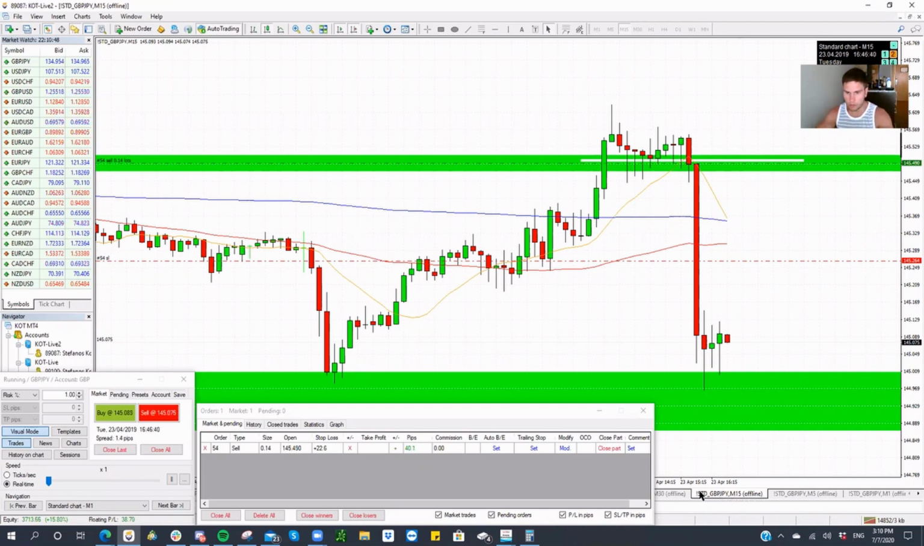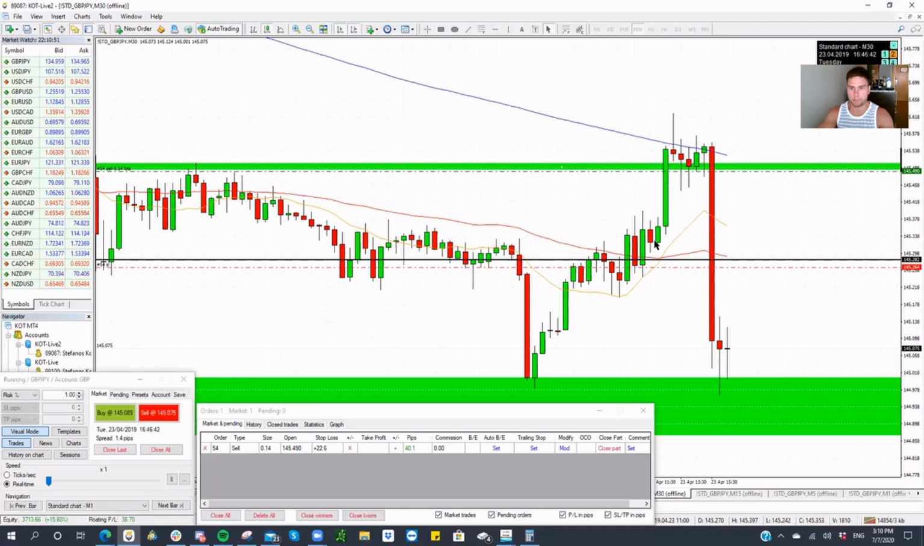So right here on the 30-minute, price broke this resistance up here, closed above resistance, created a high on this wick with a 30-minute candle, came down to retest that resistance, which now became support, and closed bullish with a higher low and a higher high. So I entered as price closed above, price closed with this 30-minute candle right here. I entered, and I ended up getting stopped out.